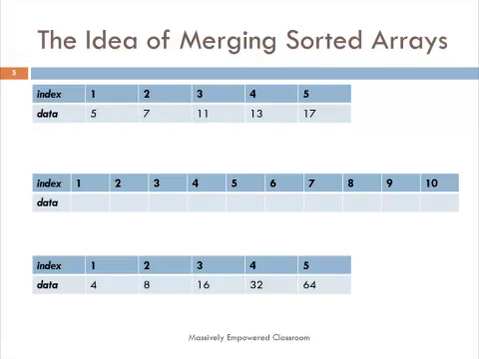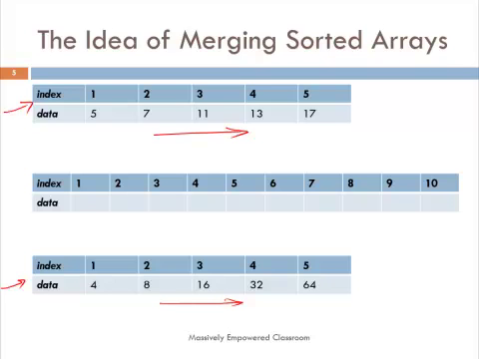Let's take an example. So here I have two arrays. The first array is already sorted. It has 5 elements, index 1 to 5, and the values are 5, 7, 11, 13, and 17. So these elements are already sorted in increasing order. The second array also has 5 elements in this case, and its elements 4, 8, 16, 32, and 64 are also sorted in increasing order.